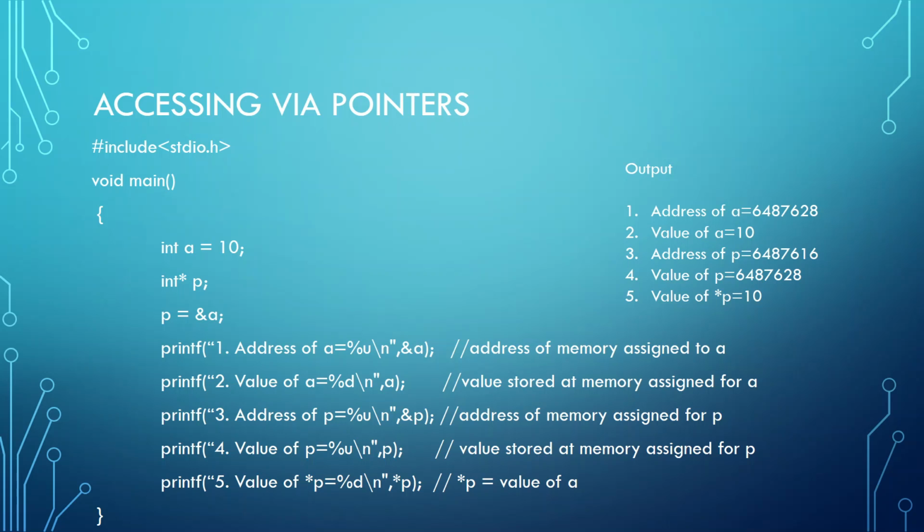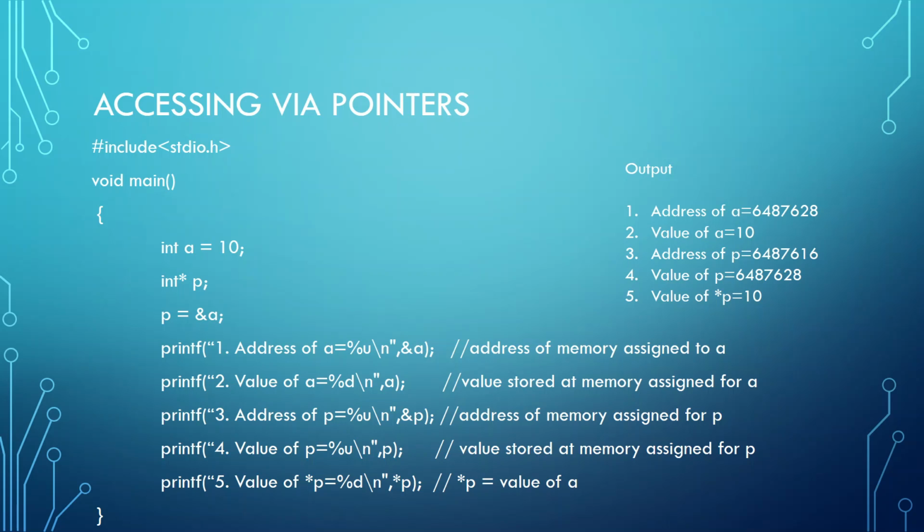So address of a, what is the percentage u type specifier specifying? It is an unsigned integer. This is normally used when we are referring to an address. Okay, so address of a is equal to percentage u, and what is the input data? It is ampersand a, which is the normal address of a.